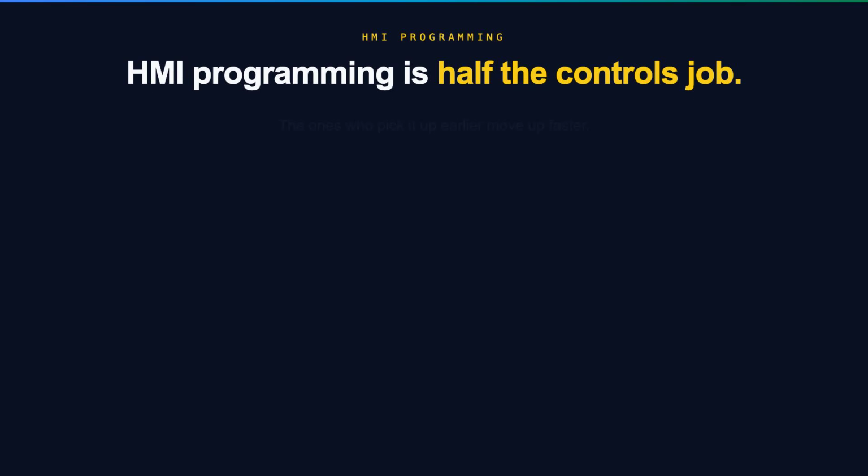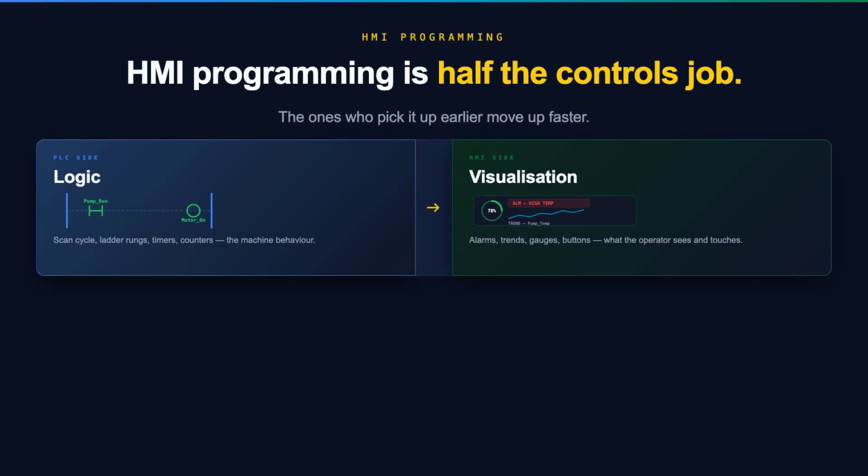HMI programming is half the controls job that most PLC programmers ignore until year 5. The ones who pick it up earlier move up the salary band noticeably faster. This video covers what HMI programming actually is, the major platforms, screen design fundamentals, the tag binding model, common beginner mistakes, and where to start. By the end, you know whether HMI is the next thing on your roadmap and what to learn first if so.